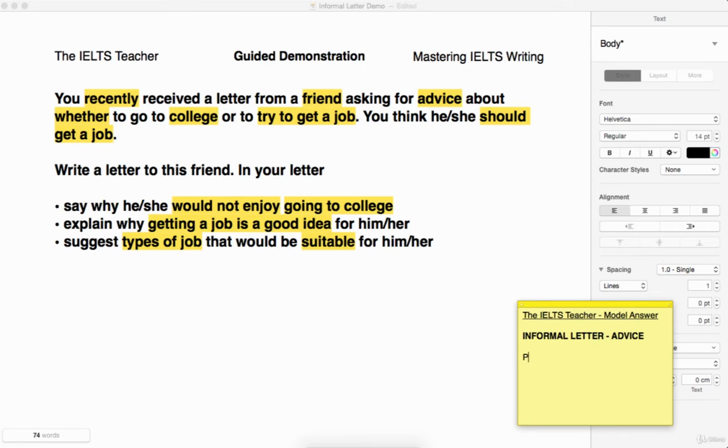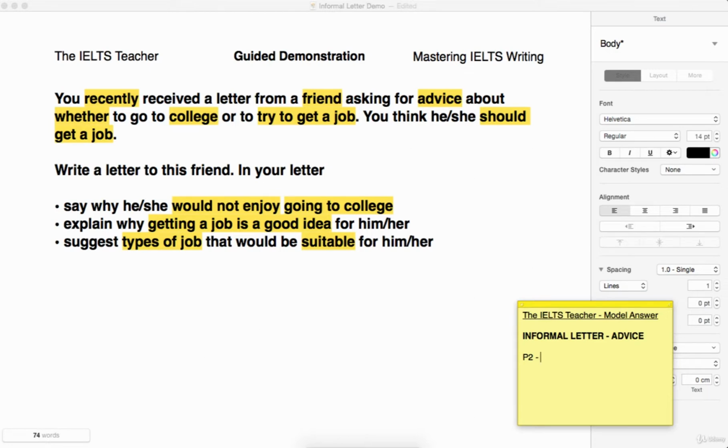So we're going to start with paragraph 2 and think about 2 points here. So, why he or she would not enjoy going to college? Well, let's have a think about this. And actually, the first thing I want to do is recommend that they don't go. So I want to make it clear that I don't think it's a good idea first, and then explain why it wouldn't be a good idea, why they wouldn't enjoy it.